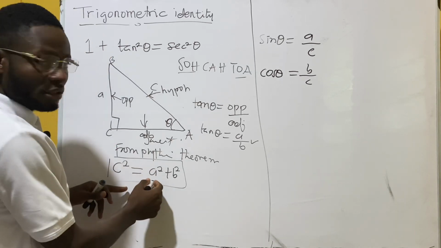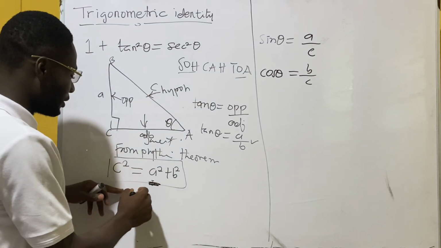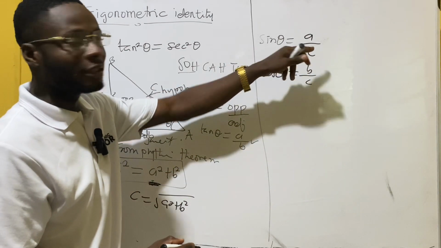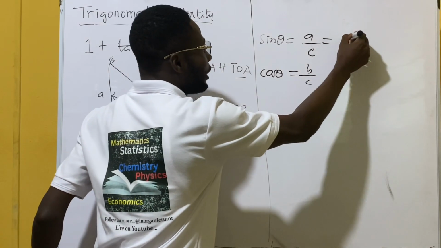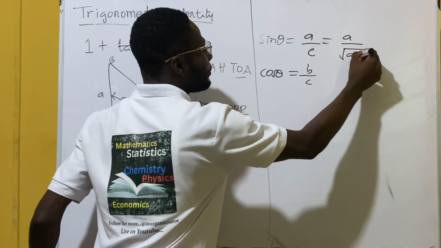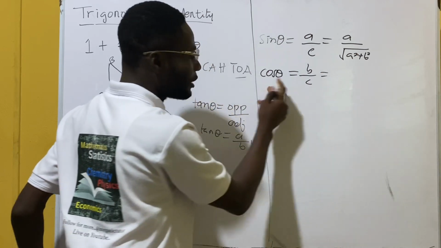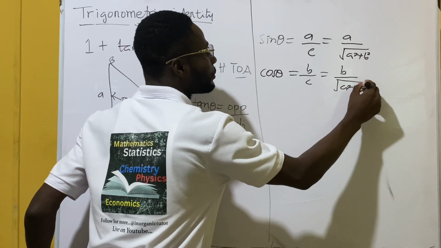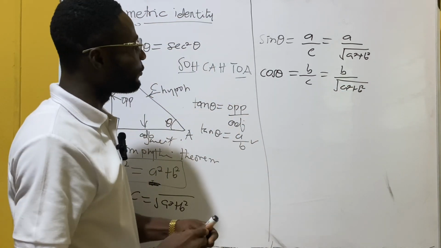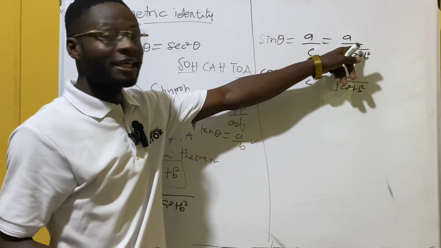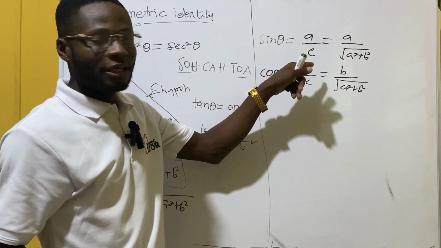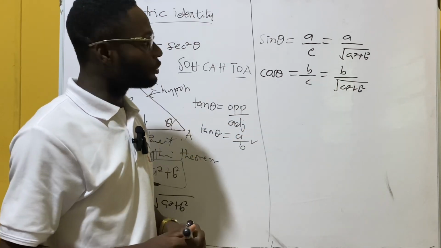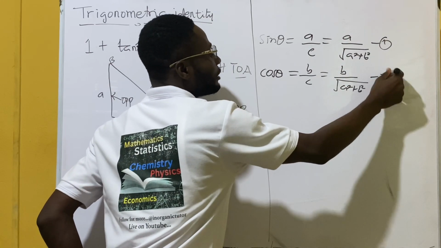Now, from Pythagoras theorem, you can see that C is equal to the square root of A squared plus B squared. So we substitute that here, and we're going to have sine theta equals A over square root of A squared plus B squared. The same thing applies to cos theta, so we have B over square root of A squared plus B squared. Let's make A the subject in sine theta and make B the subject in cos theta. Let's name this equation 1 and this equation 2.